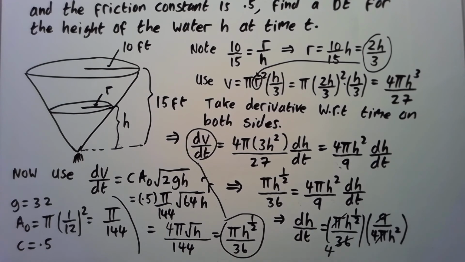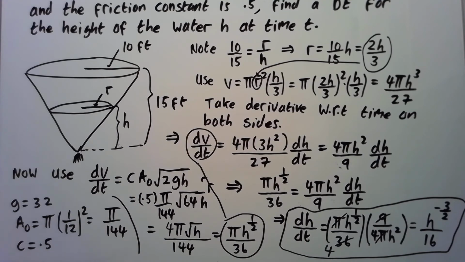So let me write the final answer here. I'll have 4 times 4, so 16, and again h to the 1/2 minus 2. Well, 2 you can write as 4 over 2, so it'll be 1/2 minus 4 over 2, so it'll be minus 3/2 for the exponent of h. So that's our differential equation then. So dh/dt equals h to the minus 3/2 over 16. So that answers the question, so we're done.